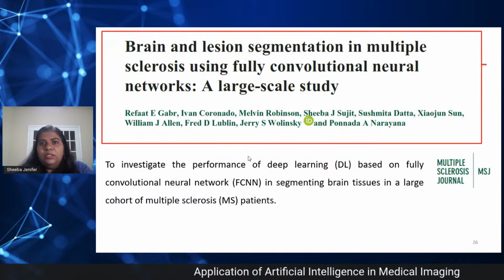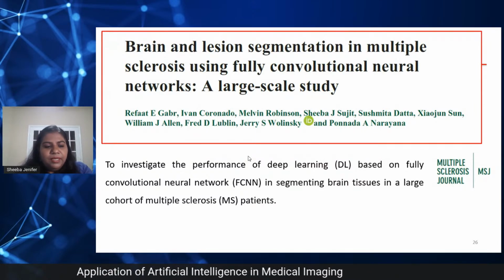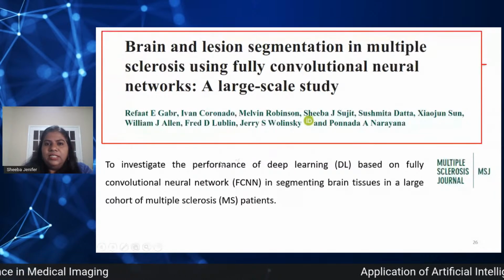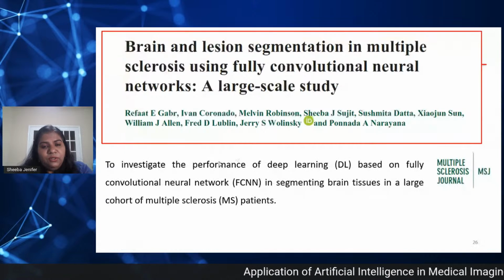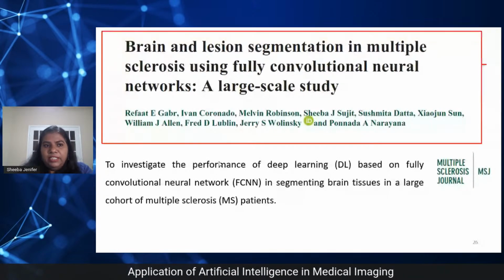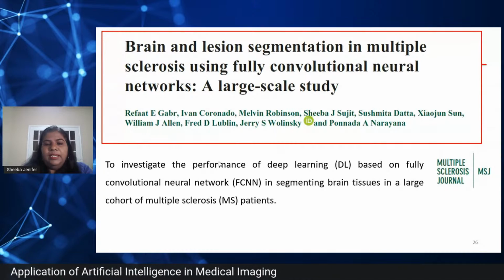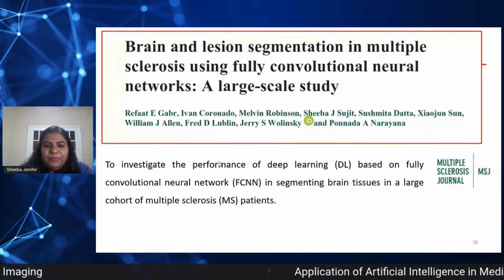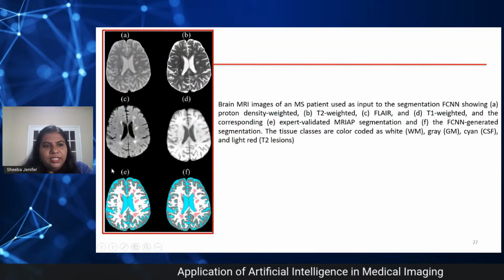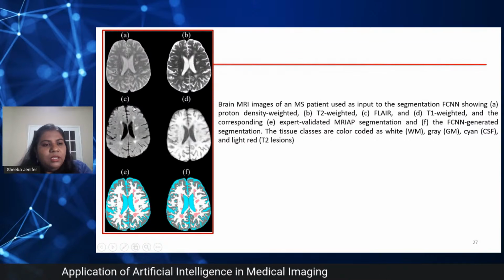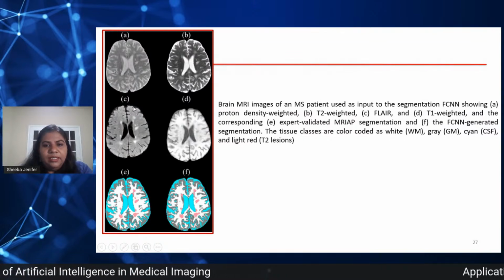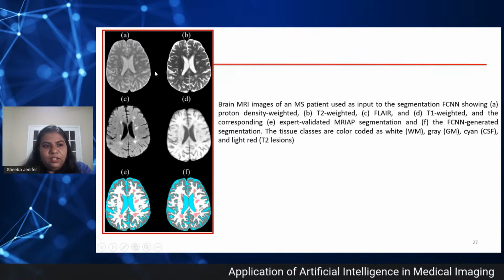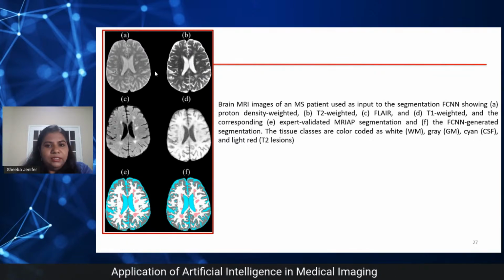Okay, so moving on to the next project, since we are running short of time. This is another project where we used a fully connected neural network for brain and lesion segmentation, to segment different brain and lesion regions in multiple sclerosis patients. I'm just concentrating on the results, so you can see how this AI is helpful in medical research. These are all brain MRIs of multiple sclerosis patients. Multiple sclerosis is again a brain disorder.